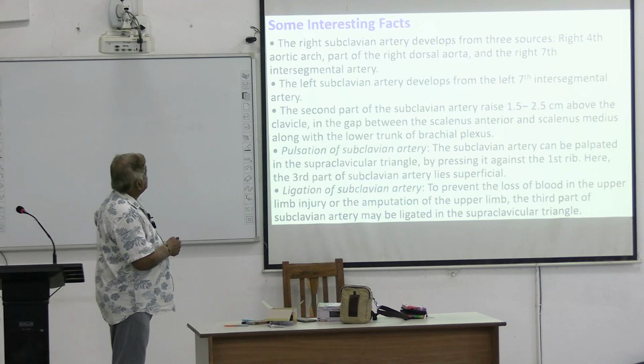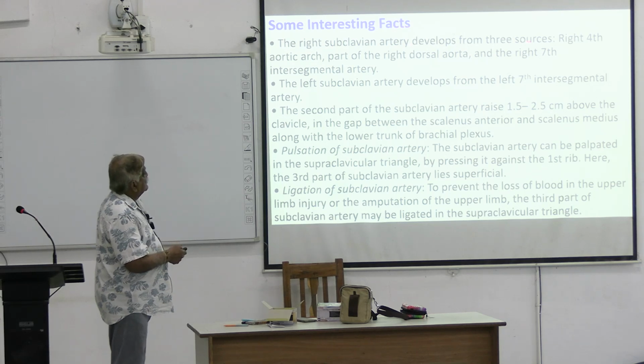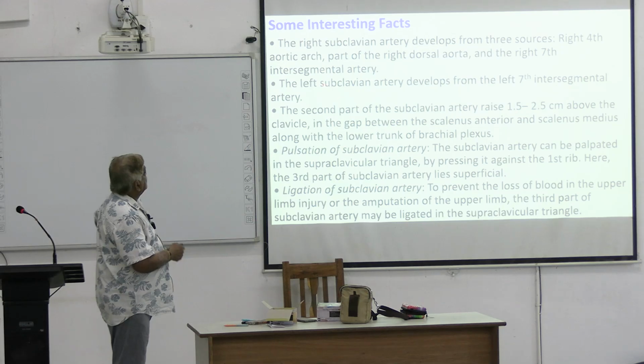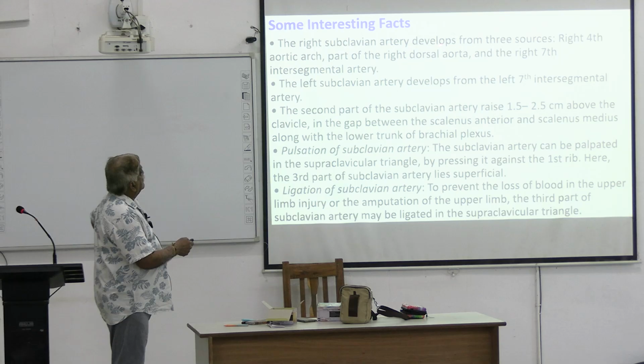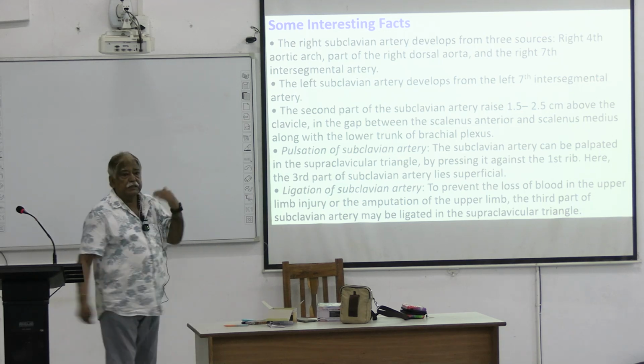Now some interesting facts. The right subclavian artery develops from three sources: right fourth aortic arch, part of the right dorsal aorta, and the right seventh intersegmental artery. The left subclavian artery develops from the seventh intersegmental artery. Now you see, the right subclavian artery develops from three sources, and the left subclavian artery develops from the left seventh intersegmental artery. So the right develops from three sources.